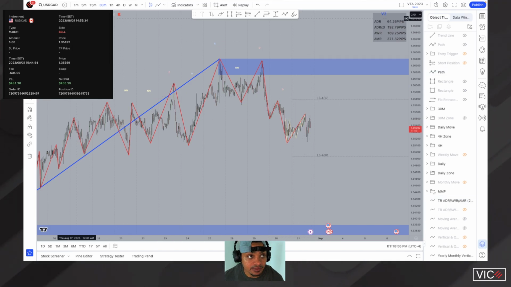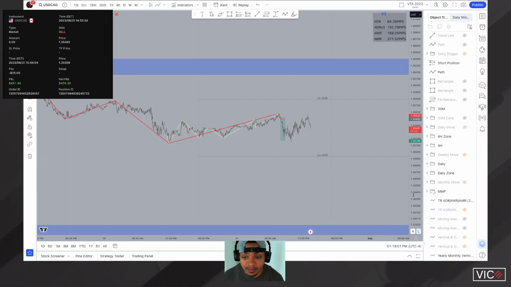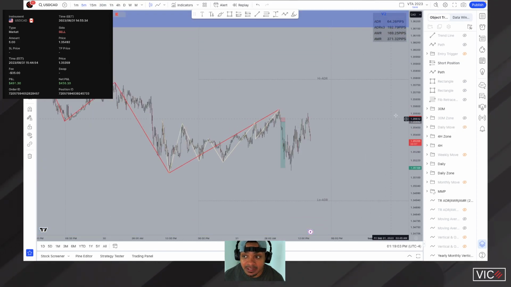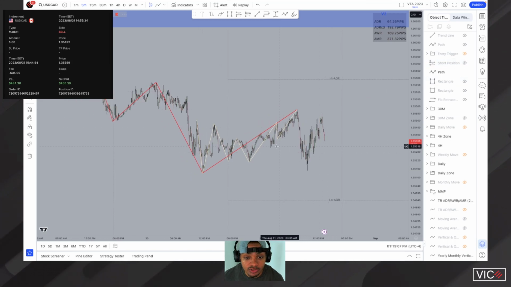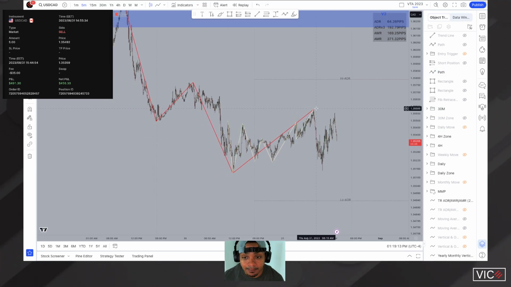That's the expectation. So the next thing I'm going to do is go to my 5 minute time frame, right? Why my 5 minute time frame? I want to see the structure that's within this pullback to make this lower high, right?